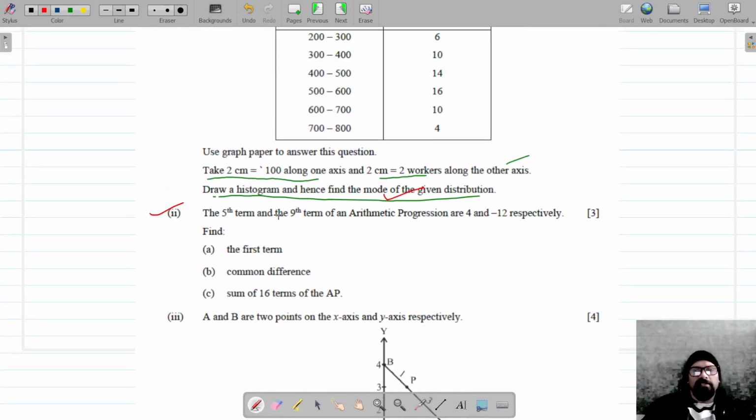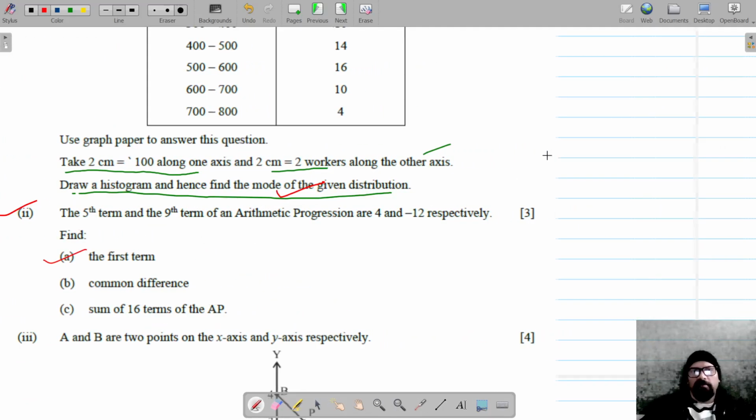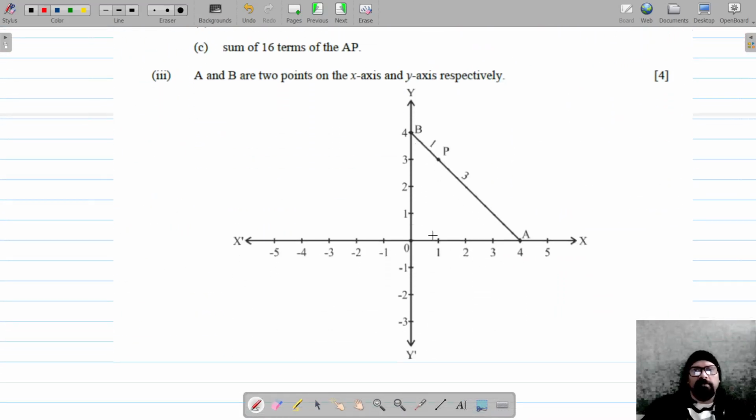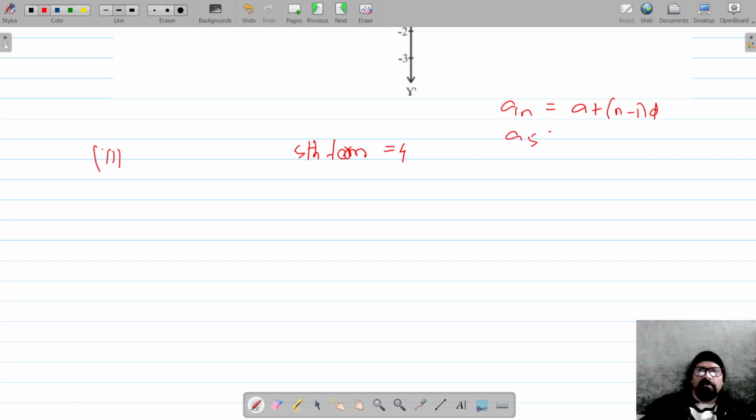For the second one: the fifth term and the ninth term of an AP are 4 and negative 12, we have to find the first term. Fifth term is equal to 4, and we know the formula for the nth term is an equals a plus n minus 1 into d. For the fifth term n is 5, so a plus 4d is equal to 4.